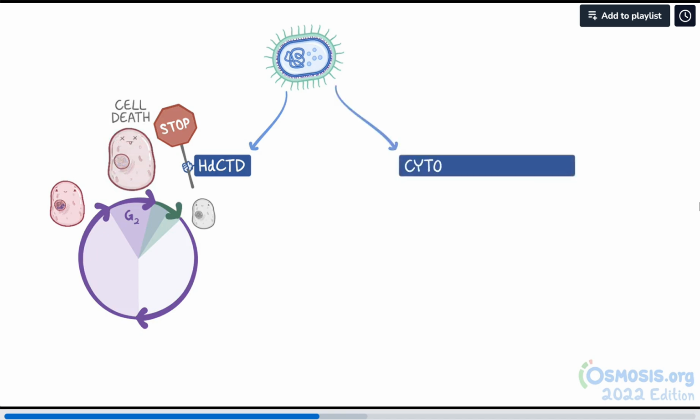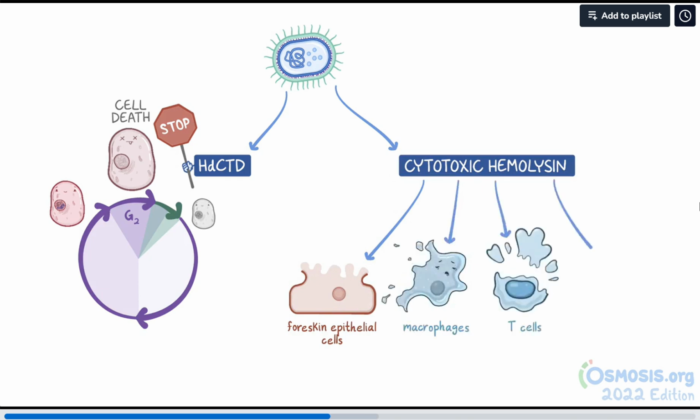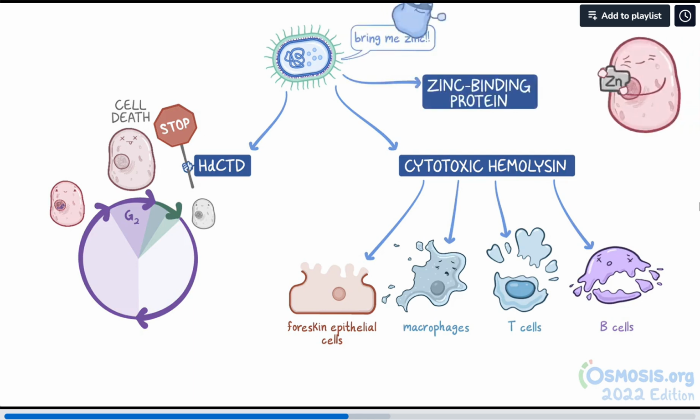The other one is cytotoxic hemolysin, which can lyse foreskin epithelial cells and immune system cells, such as macrophages, T cells, and B cells. So this leads to tissue destruction and avoidance of the immune system. Finally, Haemophilus ducreyi needs zinc to thrive and replicate, so it has a zinc-binding protein that snatches zinc from the host cells.